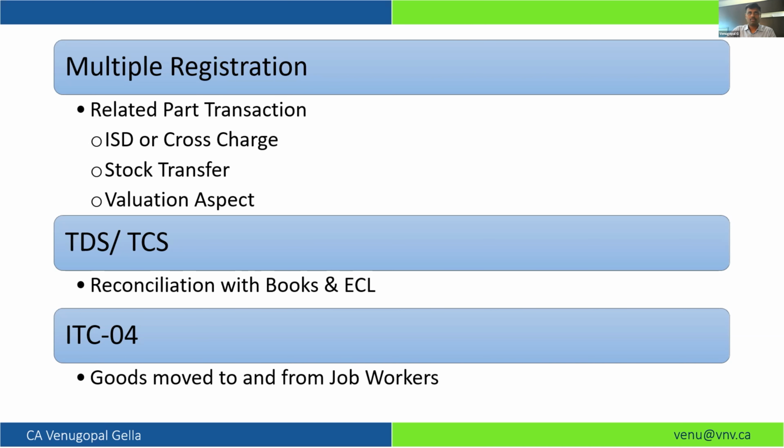ITC-04: if you have a turnover up to 5 crore, then you have been given an option to file yearly at the end of the year by 30th April, 25th April. Or if you are above 5 crore, then you have to file half yearly. Every 6 months, you have to make sure you file it.